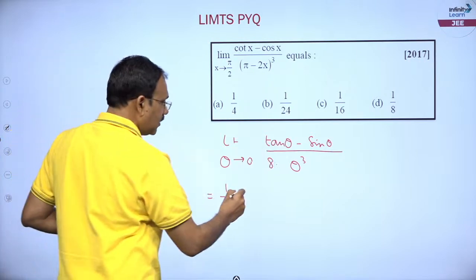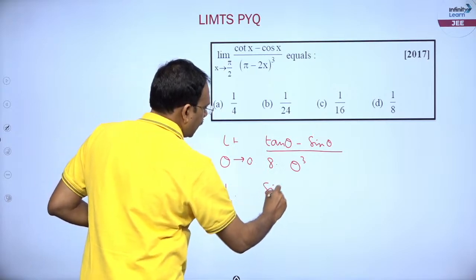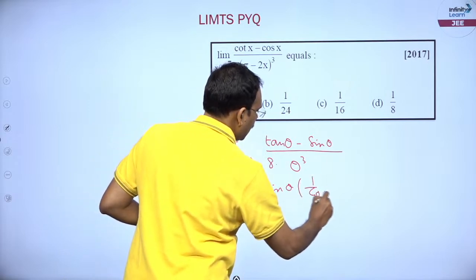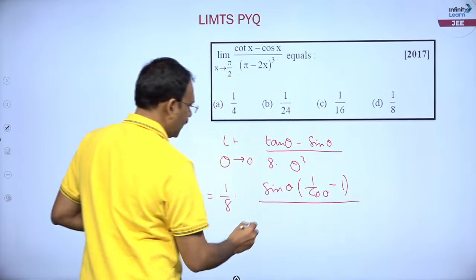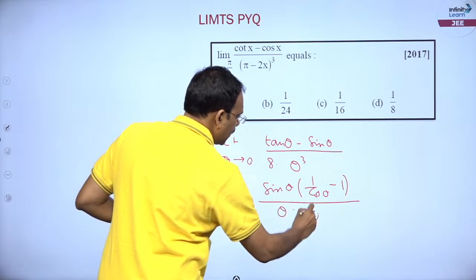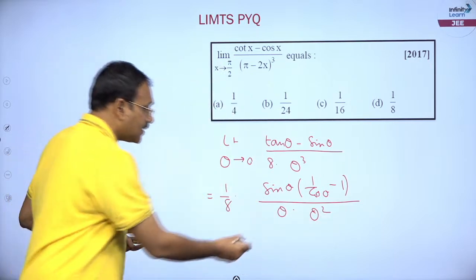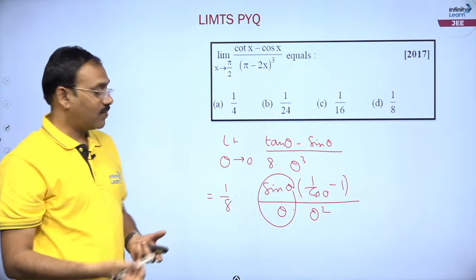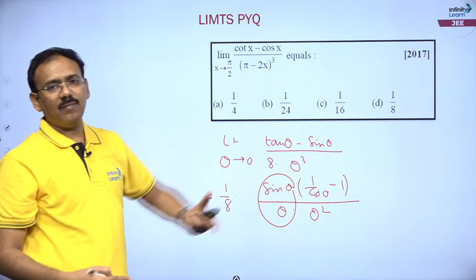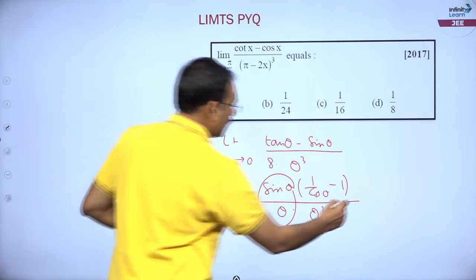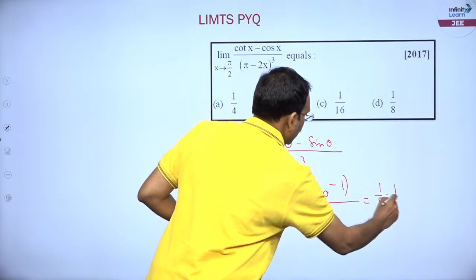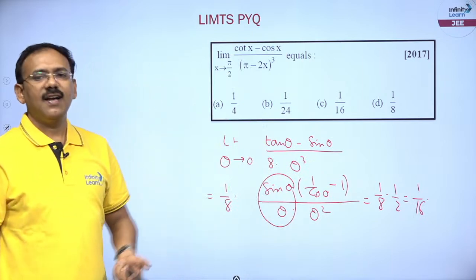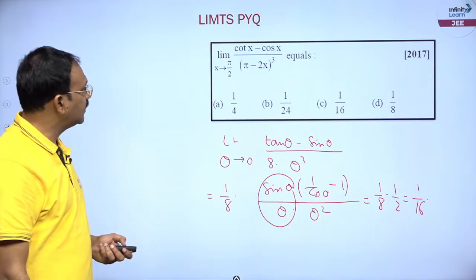or you can take sin theta common here. If you take sin theta common, 1 by cos theta minus 1, by, you see theta cube you can write theta into theta square. As sin theta by theta is 1, 1 minus cos theta by theta square is 1 by 2 and cos theta becomes 1, this becomes 1 by 8 into 1 by 2 which is 1 by 16 dear students. That is a simple question here, right.